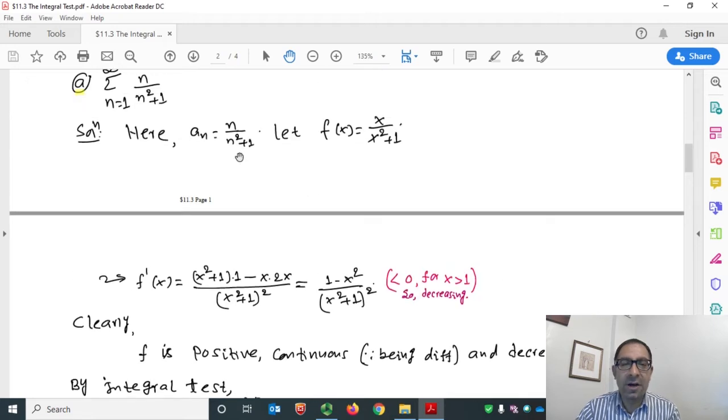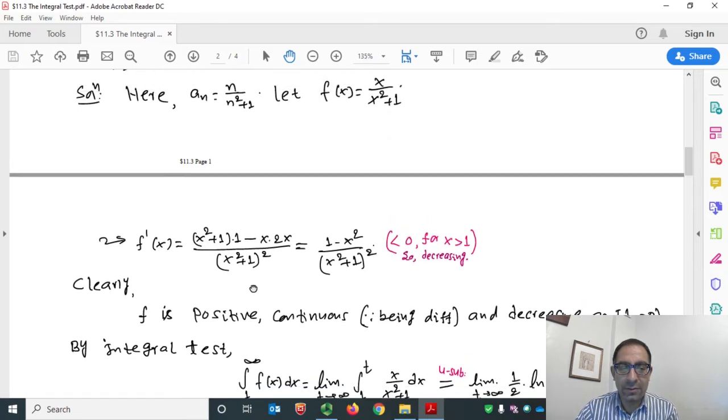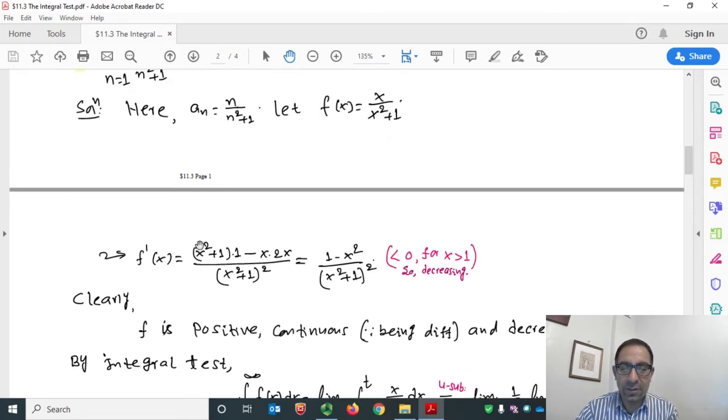The positivity is obvious, right? So now let's show the decreasing. To show the decreasing, let me use this derivative idea. Take the derivative and show this derivative is negative. So use the quotient rule. f prime of x equals denominator times derivative of numerator minus numerator times derivative of denominator, over denominator squared. And simplify, this gives us (1 minus x squared) over (x squared plus 1) all squared.